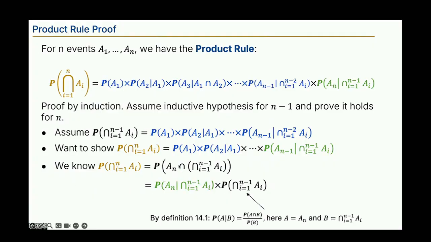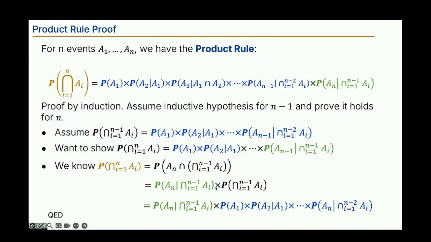And now I'm going to observe the following. If I take this right here, I can use just the normal definition 14.1, the same old two-event product rule, and say, oh, well, that's just the probability of an given the intersection of all these events times the probability of this event. Because remember, the intersection of a bunch of events is itself just another event. So you can just imagine this thing is called Q. So probability of an given Q times the probability of Q. Okay? So we're getting close here.